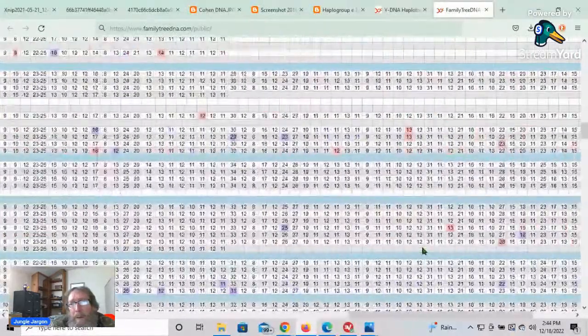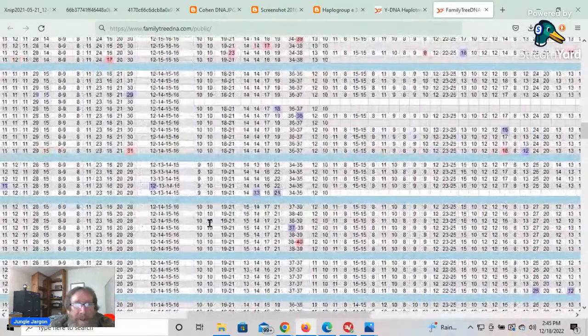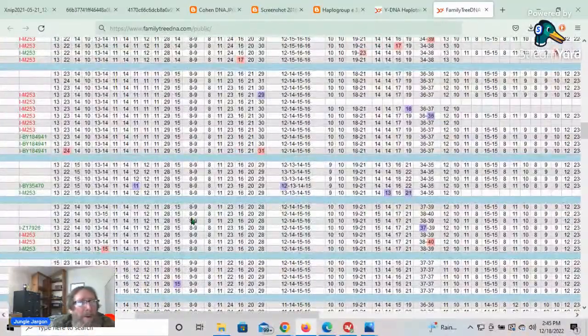This is 111 places, or I think it's 111, something like that. These are all different sections of your Y DNA, and these numbers represent the number of copies of these single tandem repeats. The number of repeats here is 13 in this column. The number of repeats here is 22. The number of repeats is 15, 10, and it keeps on going.